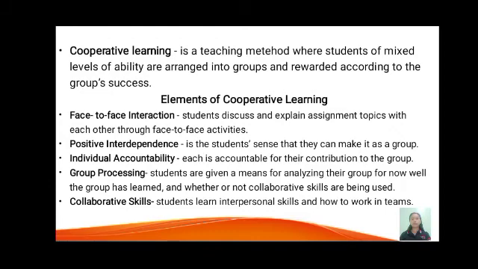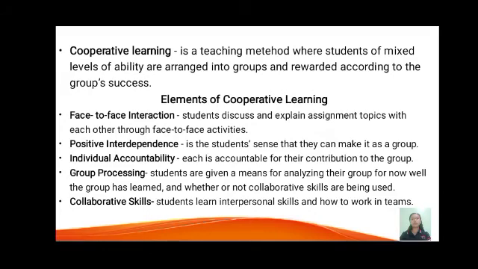Positive interdependence is the student's sense that they can make it as a group. Then the next one is individual accountability. Each is accountable for their contribution to the group. And the last one, we have group processing. So students are given a means of analyzing their group for how well the group has learned and whether or not collaborative skills are being used.